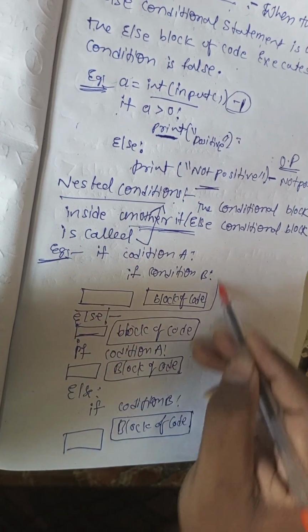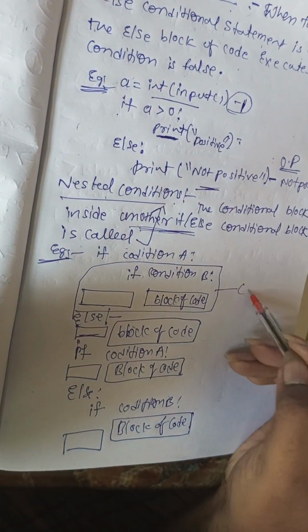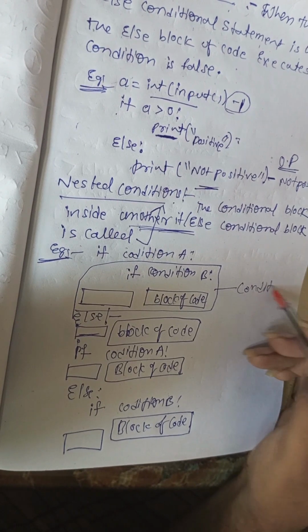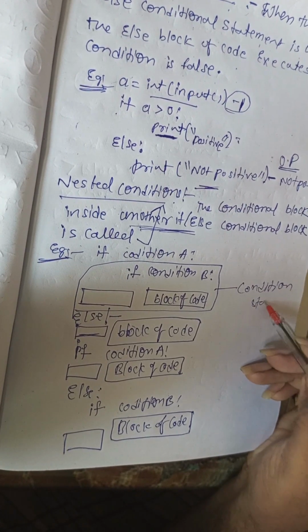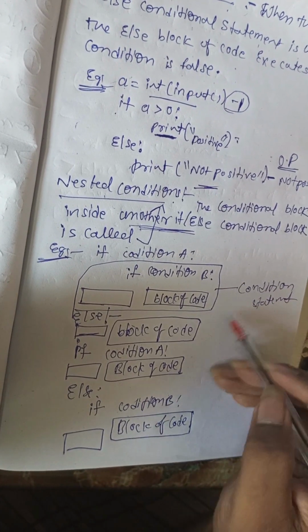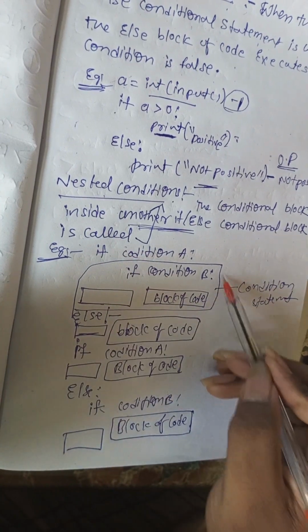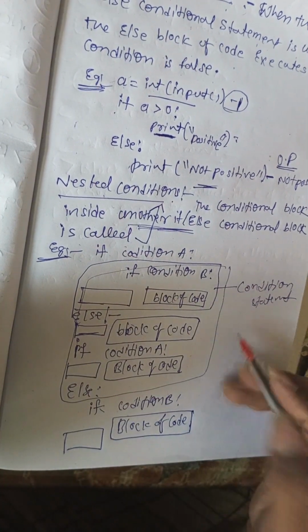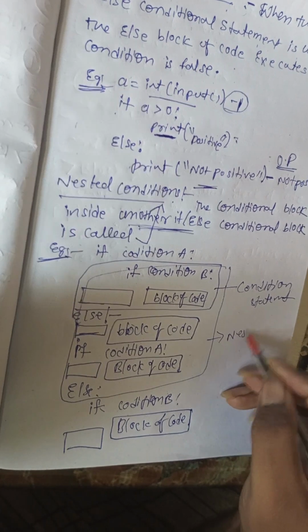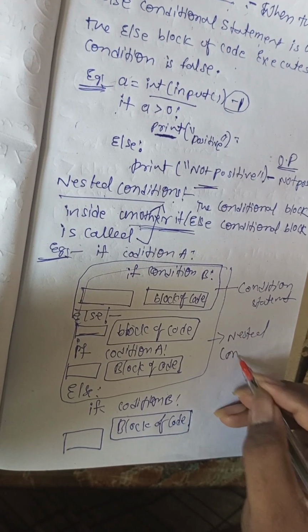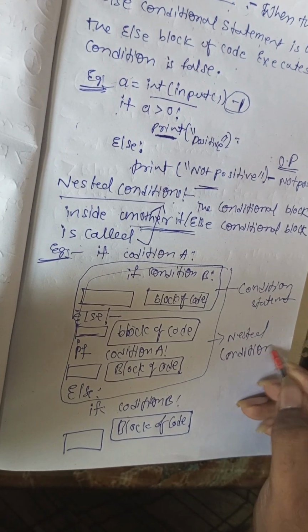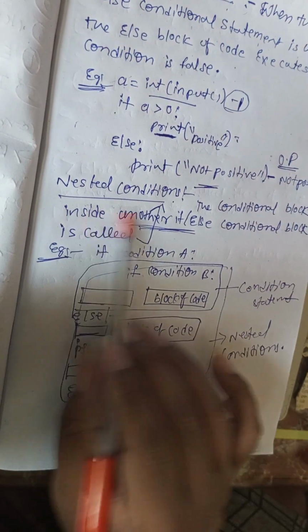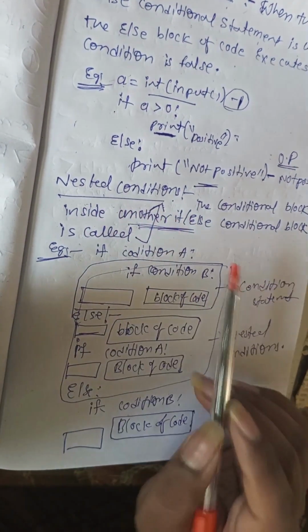See, this upper part is known as conditional statement. In an if else block, another if else is known as nested if else. Nested conditional statements, this type of conditions are known as. So this is about nested condition.